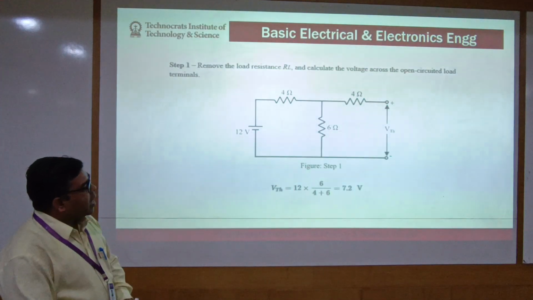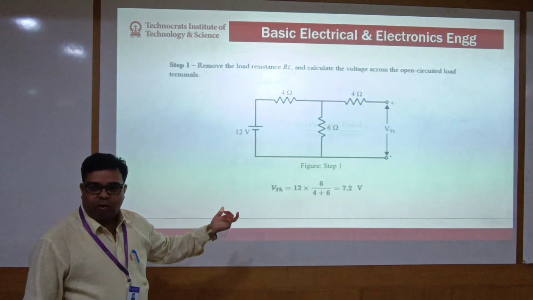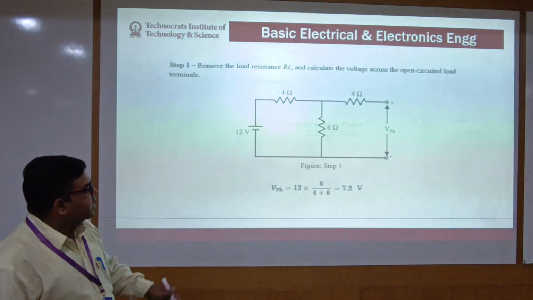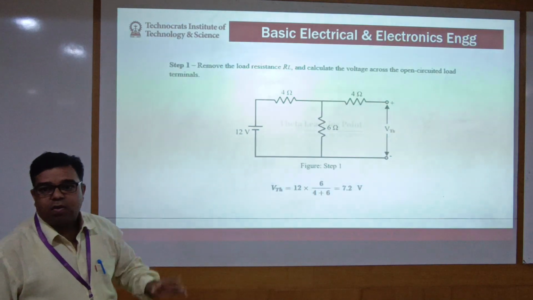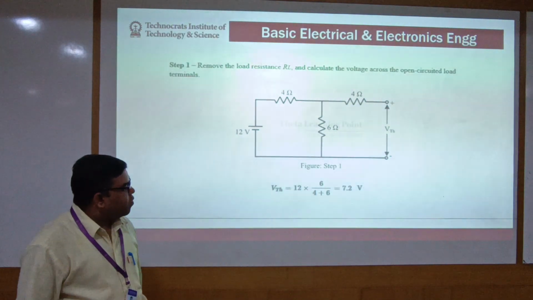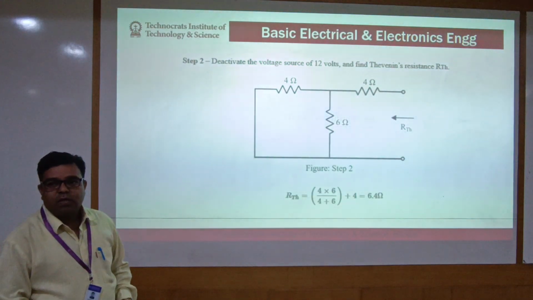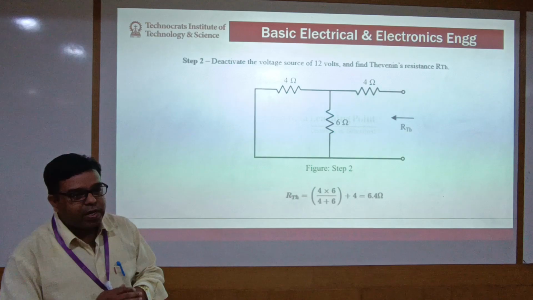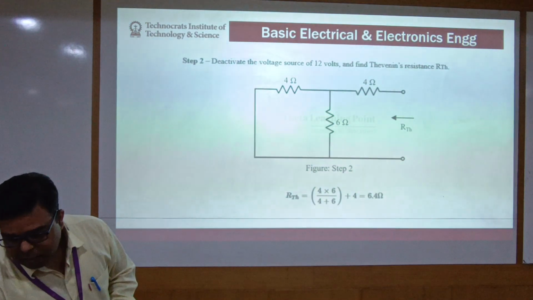Now come to the next step. In step 1 we calculate the VTH. As we know, you can simply use that formula, put in the values of Vs and the resistances. The same formula will be used. You have nothing else to do, only take the values and put them in. You will get VTH equal to 7.2 volt. Now in the second step we will calculate the RTH. With the same steps and the same values you put in, you will get the RTH.